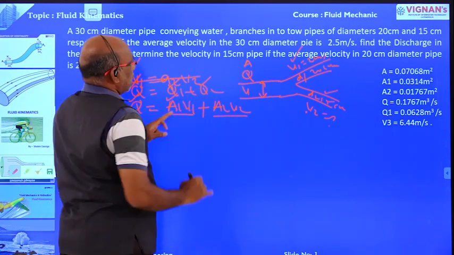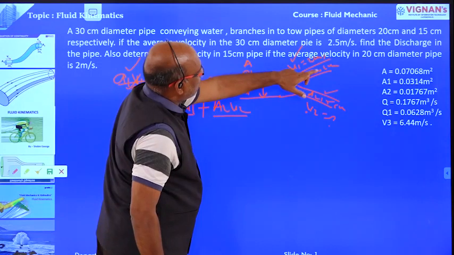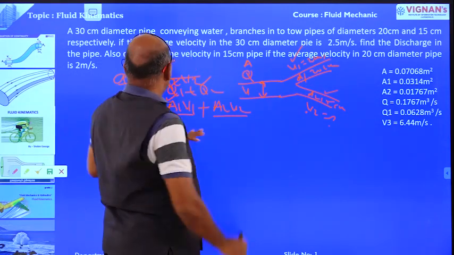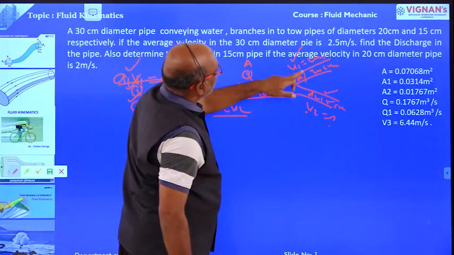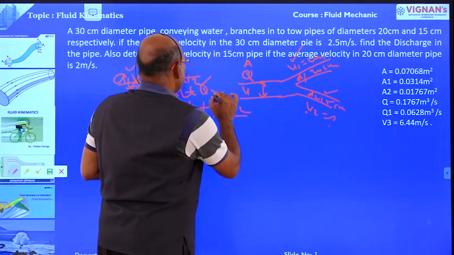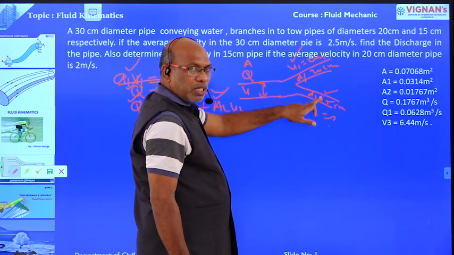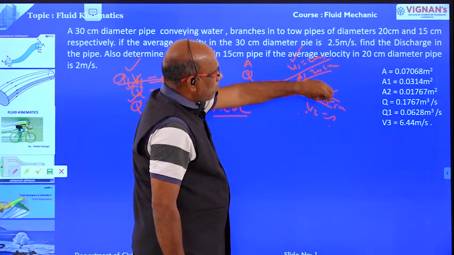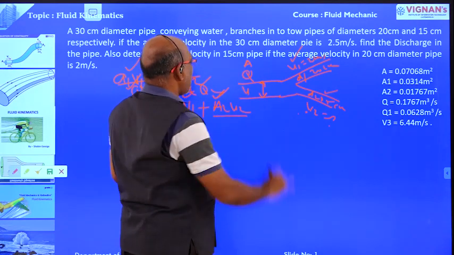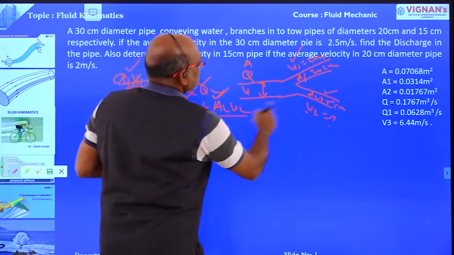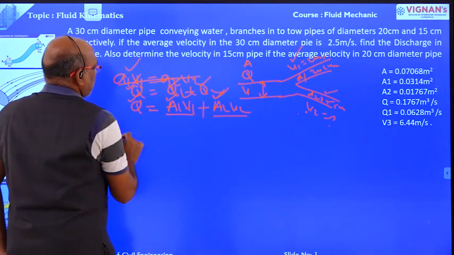For the area in the 20 centimeter dia pipe, the diameter is given, so automatically we are going to determine the area, and the velocity is also given, that is equal to 2 meter per second. A2 is the 15 centimeters dia pipe, the diameter is given as 15 centimeters. From that we are going to determine the area, and the velocity is unknown. Right, what is Q? Q is already determined.